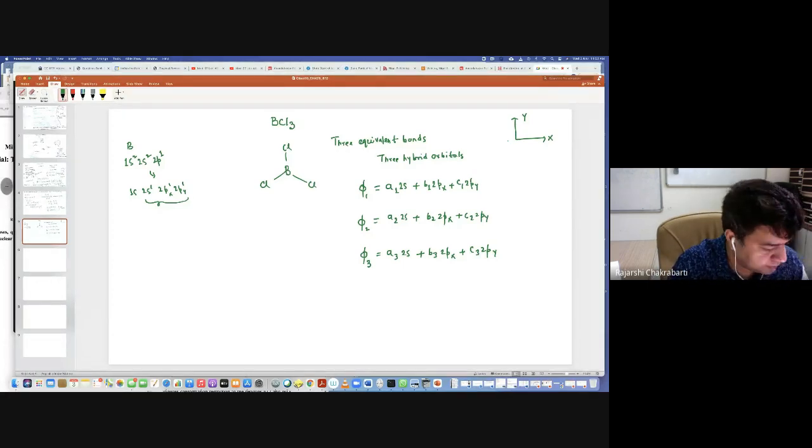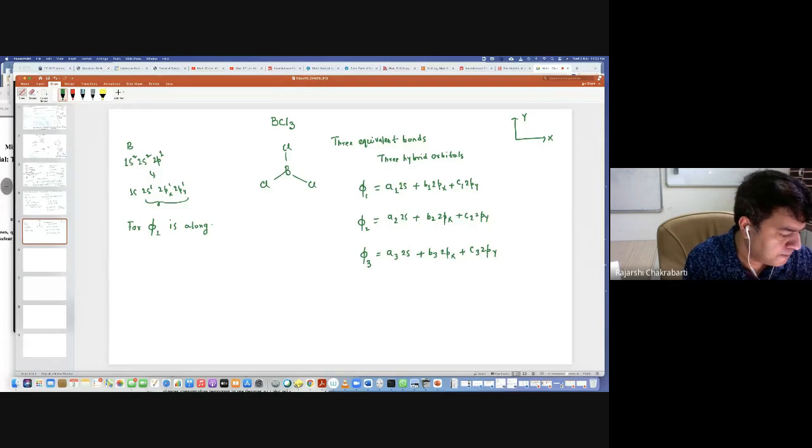Now, how do you calculate the coefficient? That is how it is, isn't it? First of all, for phi 1, if I assume that phi 1 is along x-axis.